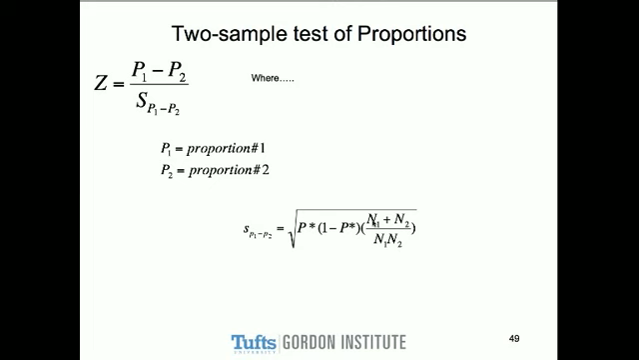times the number of samples for proportion 1, which is right here, plus the number of samples taken for proportion number 2, and that's going to be divided by n1 times n2. And to get P star here, which is the combined proportion, this is the equation for that. Okay.